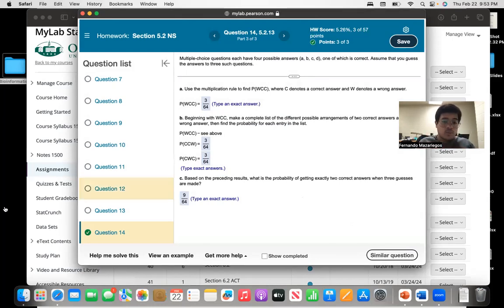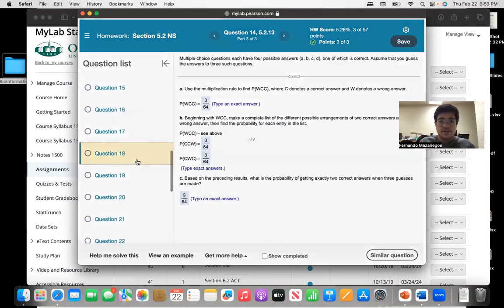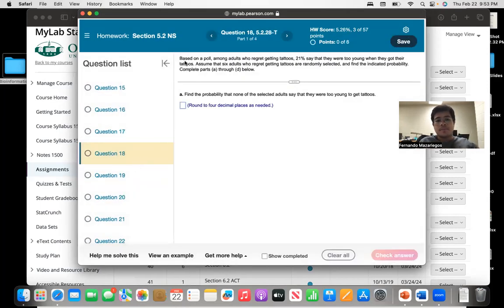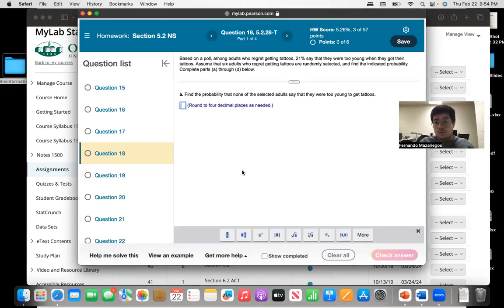Good. I want to show you question 18 as well. Based on a poll among adults who regret getting tattoos, 21% say that they were too young when they got their tattoos. Assume that 6 adults who regret getting tattoos are randomly selected and find the indicated probability, complete parts A through D below. Find the probability that none of the selected adults say that they were too young to get tattoos. So we use the formula.